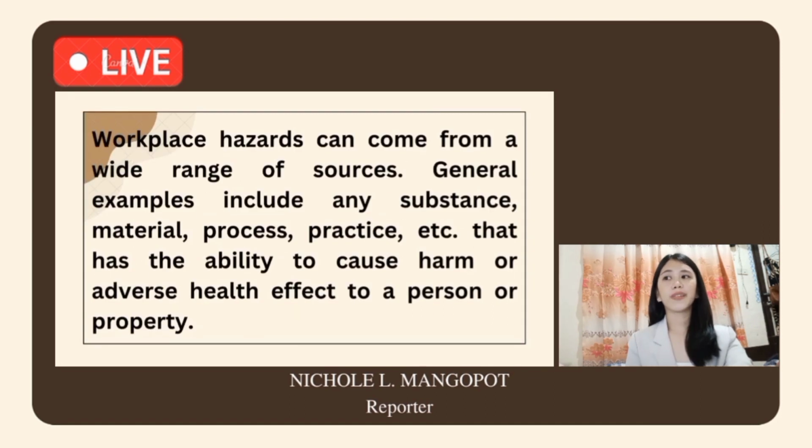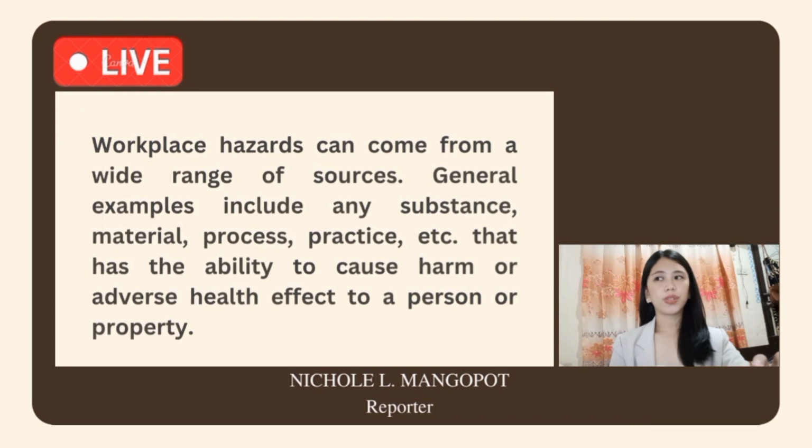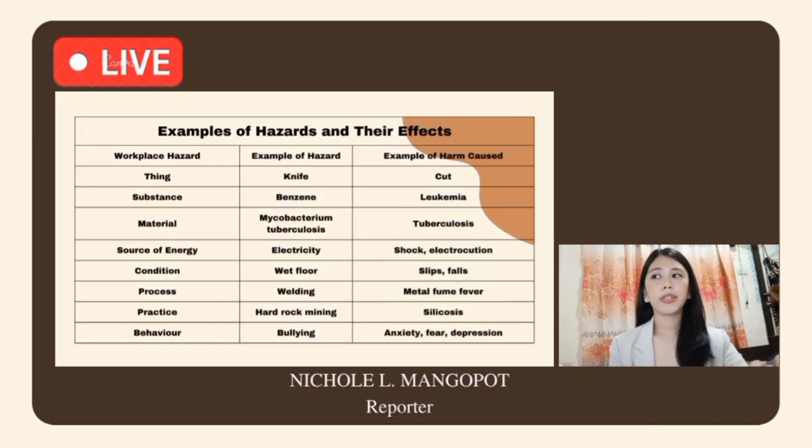Workplace hazards can come from a wide range of sources. General examples include any substance, material, process, practice, etc. that has the ability to cause harm or adverse health effects to a person or property. As we can see here, this table is an example of hazards and their effects.